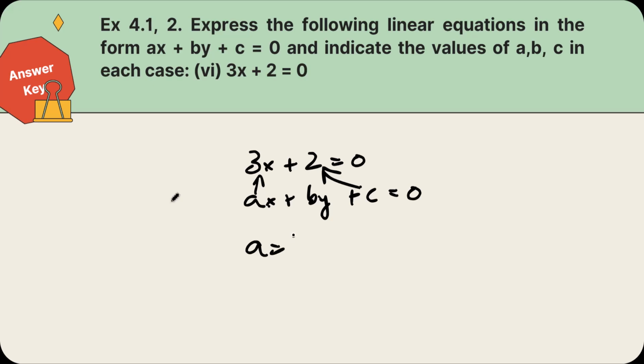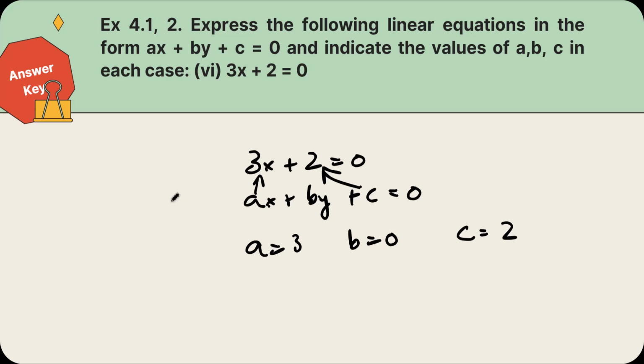So a is equal to 3, b is equal to 0, and c is equal to 2. Now we have a problem here. What is the problem? Any idea? So it is 3x plus 2, right? Why is the y part, or the b part, 0? Correct? The b part becomes 0. So what do we do in this case? Is this a linear equation in two variables? Now that's an interesting question. Is it a linear equation in two variables is what you need to think.